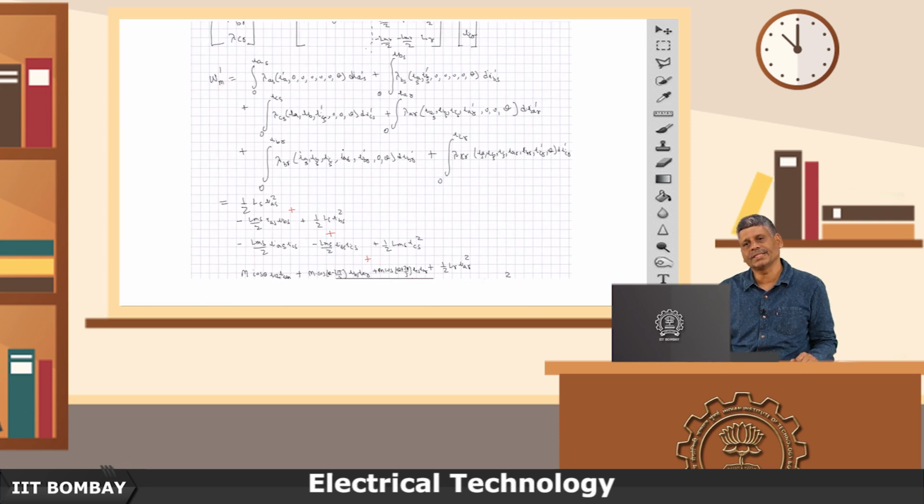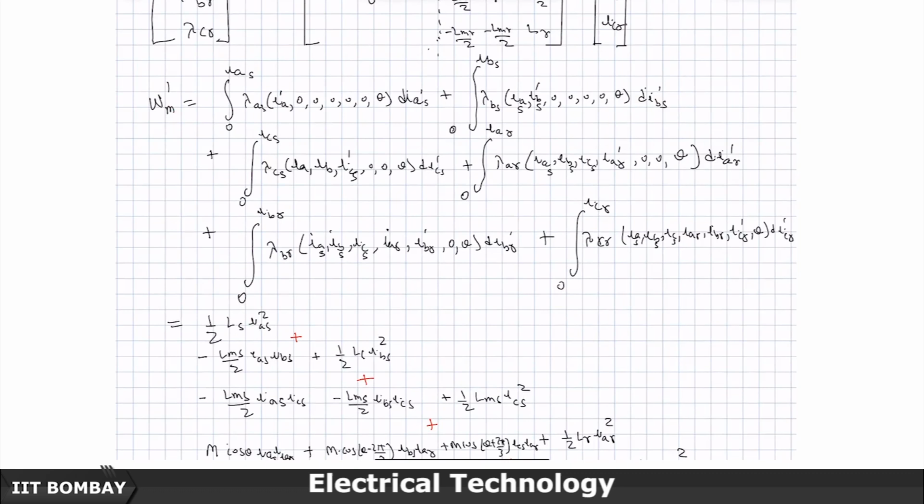Dash indicates here not the dummy variable. Wm is the magnetic field energy, Wm dash is the co-energy, which, if you remember, was defined for a single coil as lambda I minus Wm, and then that definition was extended.